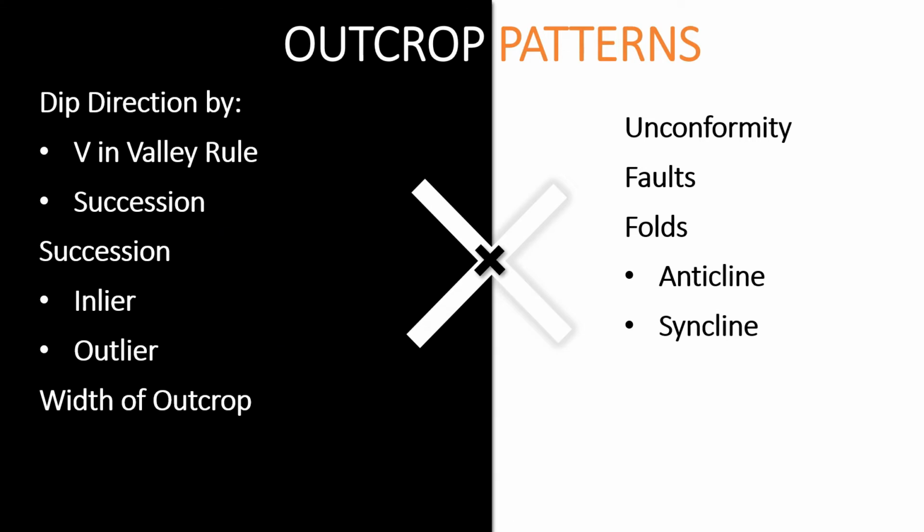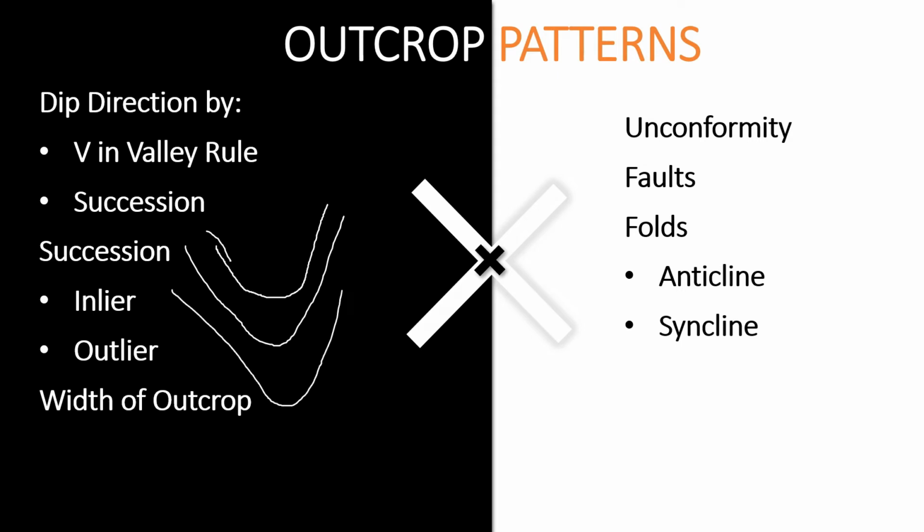The second one is the outlier. The outlier is when the younger rock outcrops are surrounded by older rock outcrops. In most cases, an outlier is shown in a syncline that is being eroded. So let's say this is a syncline.